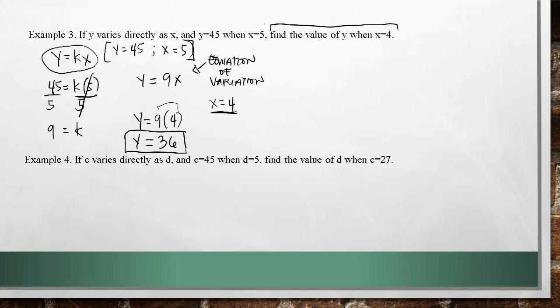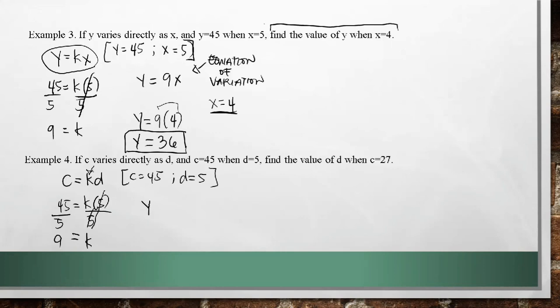Now let's have the last example. If c varies directly as d, so let's write a formula. C varies directly as d and c is equal to 45 and d is equal to 5. Let's substitute it to the formula to get the constant of variation. So c, 45, is equal to the constant of variation multiplied by 5, and to eliminate the 5 together with the constant of variation, we divide both sides by 5, then we can cancel this one. Then the remaining here is k, and 45 divided by 5 is 9. So the constant of variation is 9 and the equation of variation is c is equal to 9d.